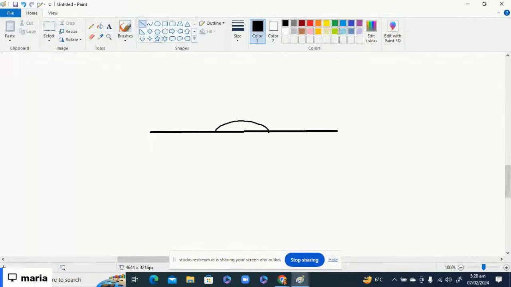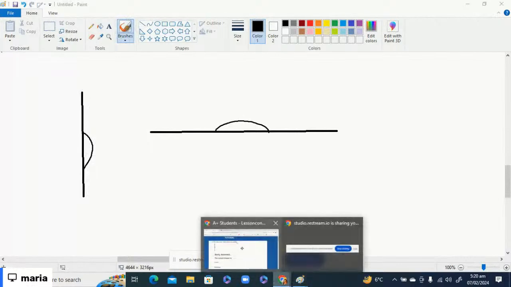It may be in the form of this way, it may be in the form of a perpendicular line. Okay, these are all kinds of lines. Now let's do the lesson.